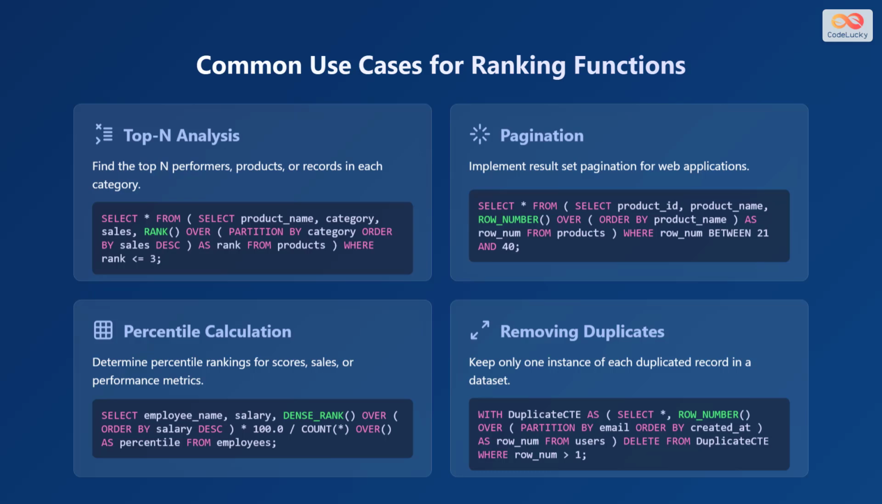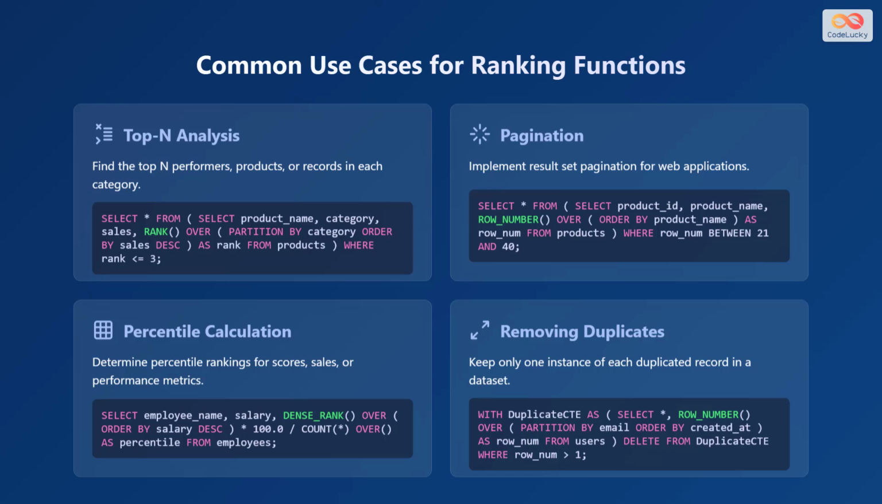The third use case is percentile calculation. Determine percentile rankings for scores, sales, or performance metrics. Here is a code example. Select employee name, salary, and use the dense_rank function over order by salary in descending order times 100.0 divided by count everything over as percentile from employees.